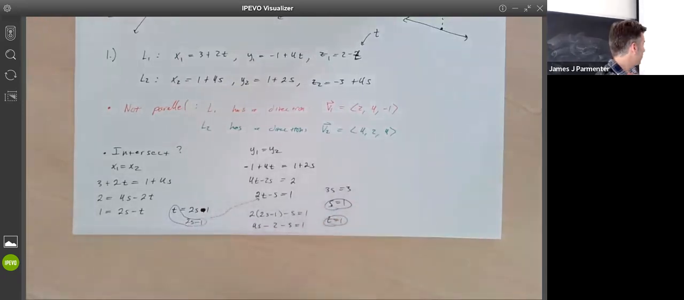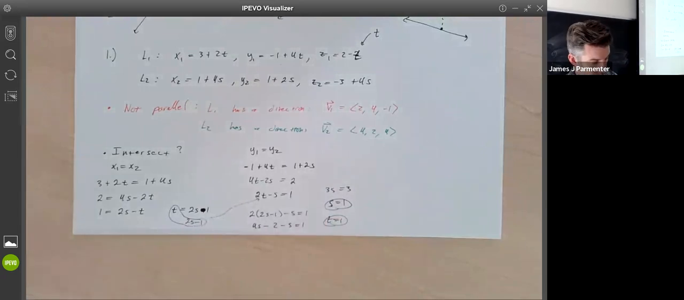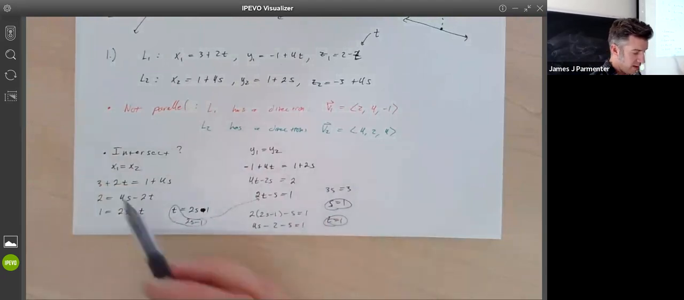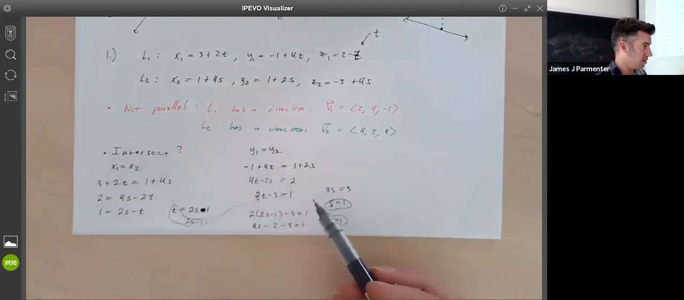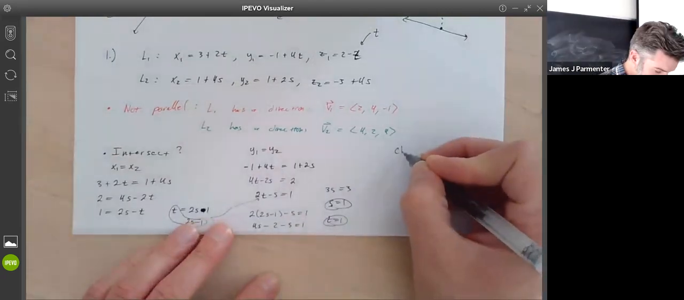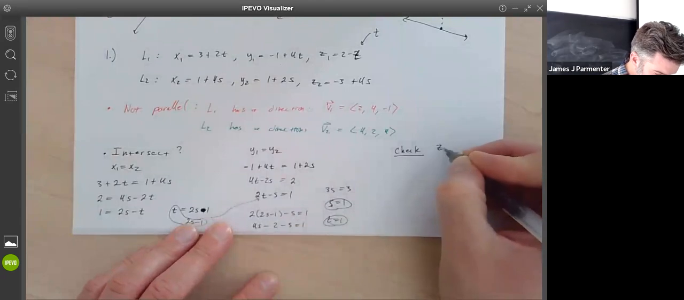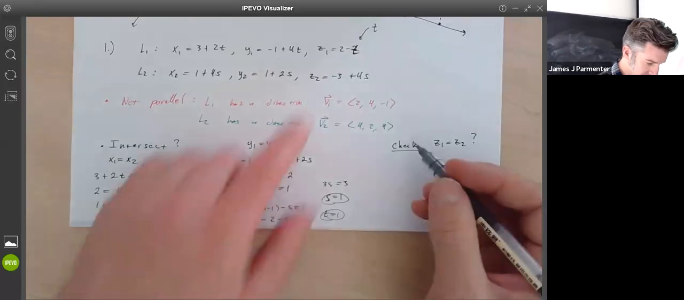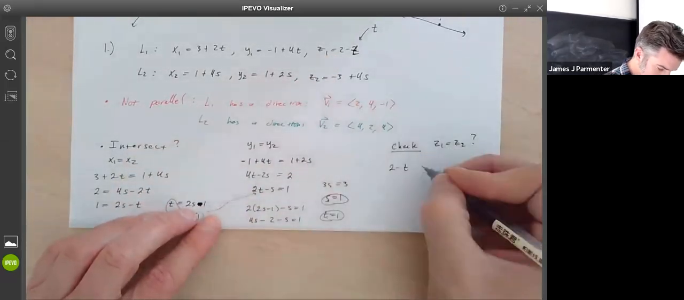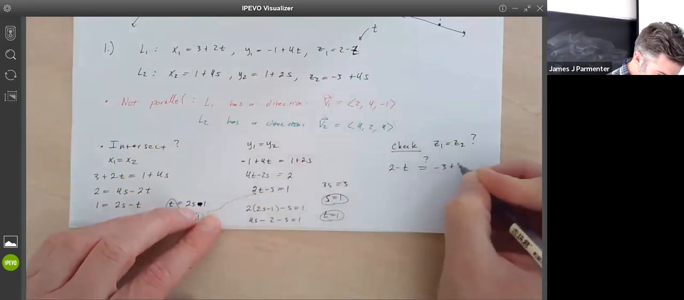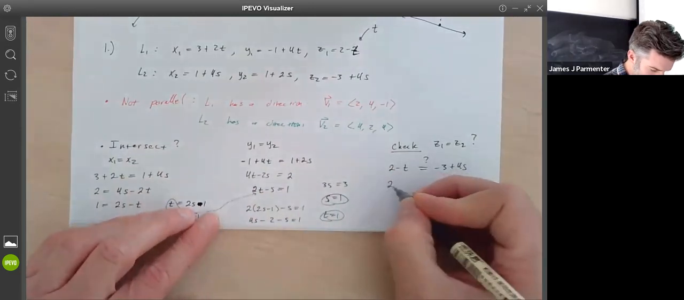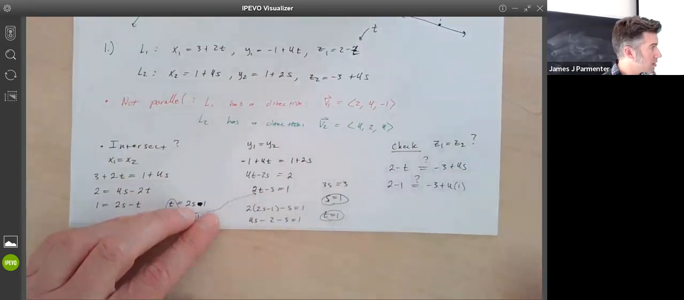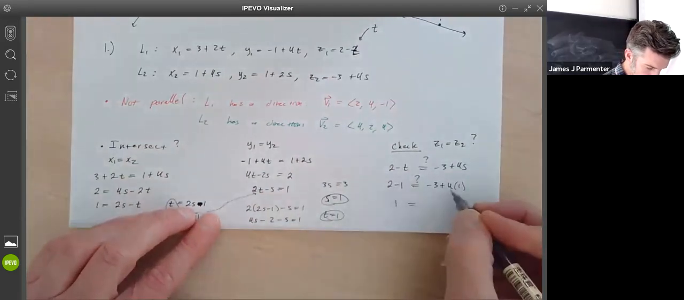Okay, so then here's what we have so far. For these to potentially intersect, we have to have s and t both equal to 1. There is no other way that x1 will equal x2 and y1 will equal y2. But now we have to check, does it actually work for z1 equal to z2? So z1 is 2 minus t. z2 is -3 plus 4s. If I plug in t equal to 1 and s equal to 1, it works. I get 2 minus 1 equal to -3 plus 4.